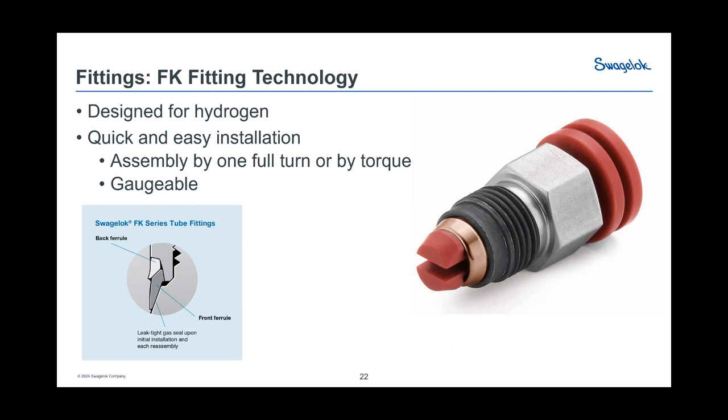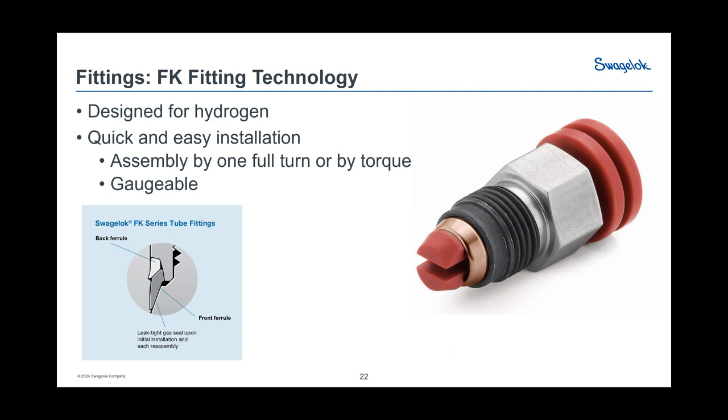So back in about 2004, there was a push for moving to a hydrogen economy. And we started working with a number of international labs and consortiums to develop a fitting called the FK fitting. At the time, the industry thought that the pressure boundary was going to be 15,000 PSI, so 15K. So we called it the FK fitting.